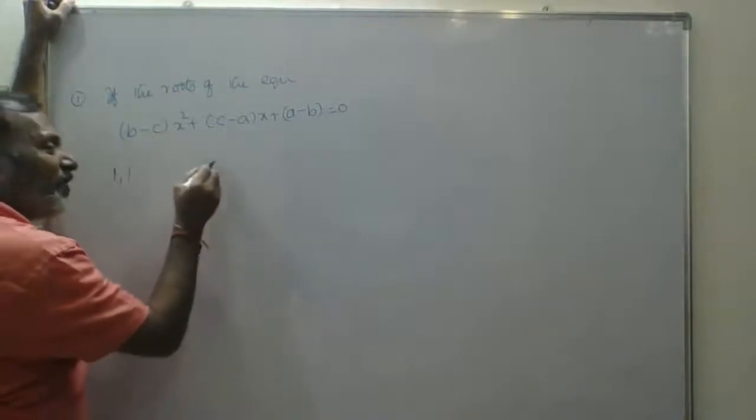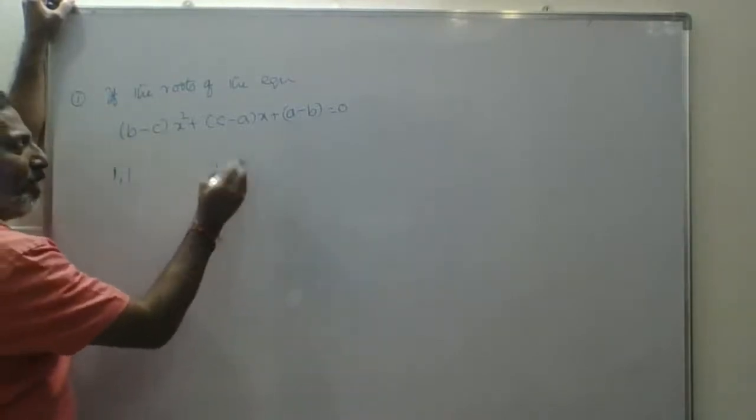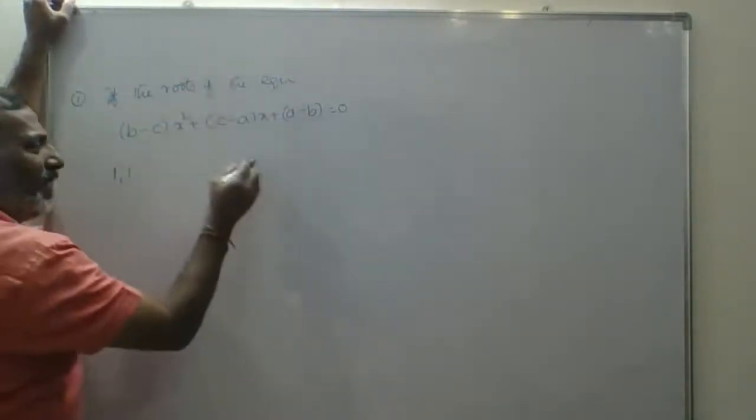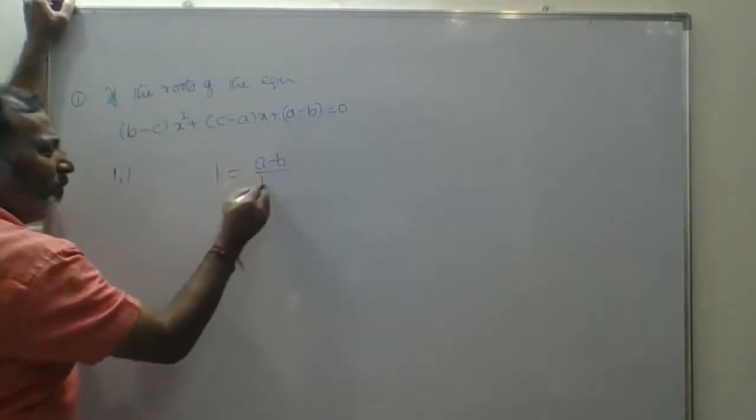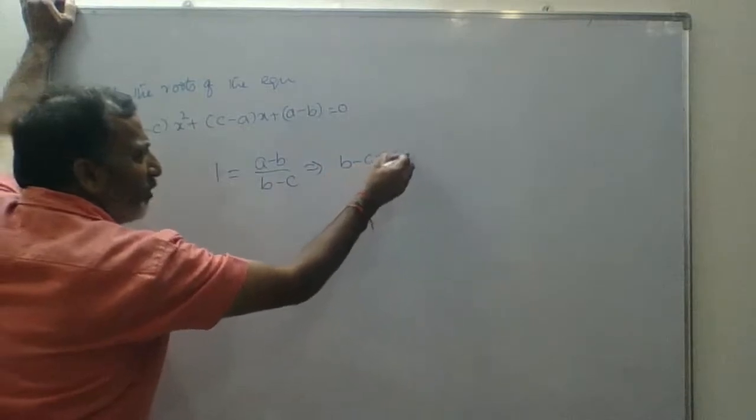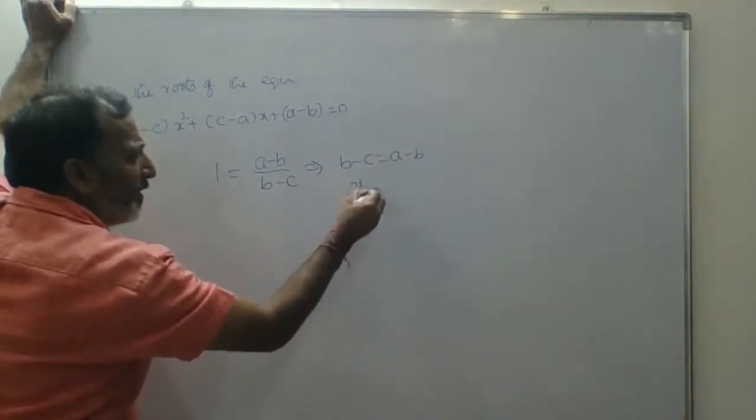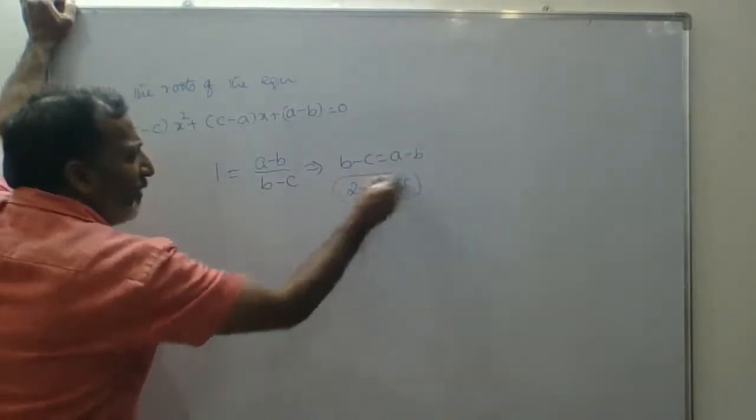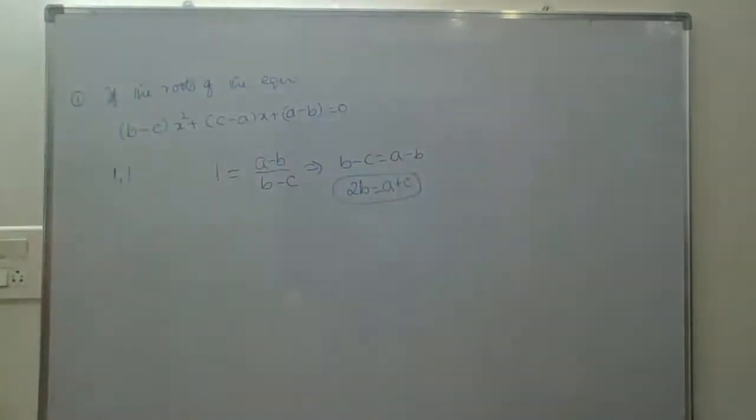So both the roots are 1. Therefore, product of the roots is what? 1. Product of the roots formula c by a. So a minus b by b minus c. That means b minus c is equal to a minus b. 2b is equal to a plus c. Therefore, a, b, c are in AP.